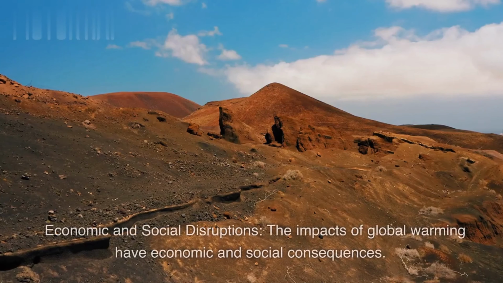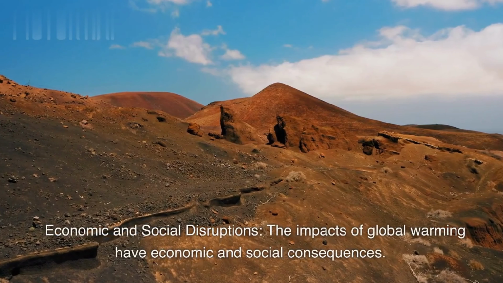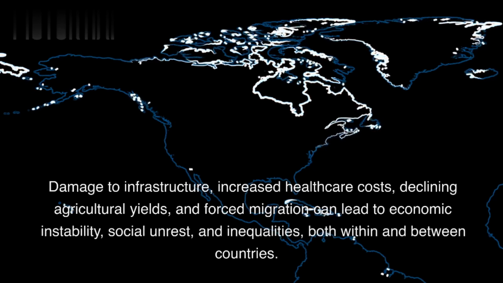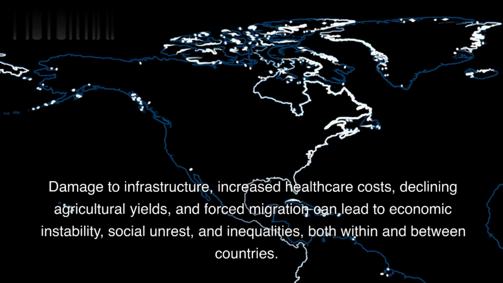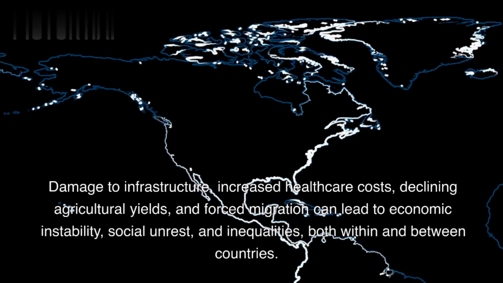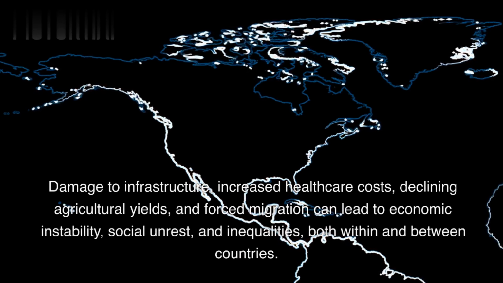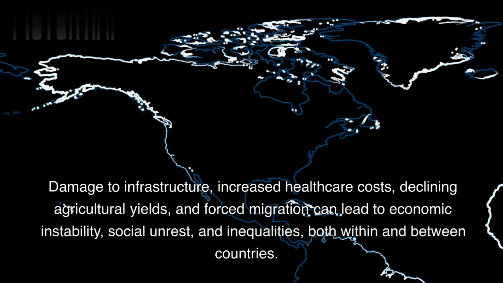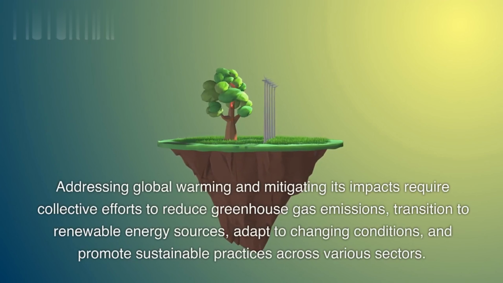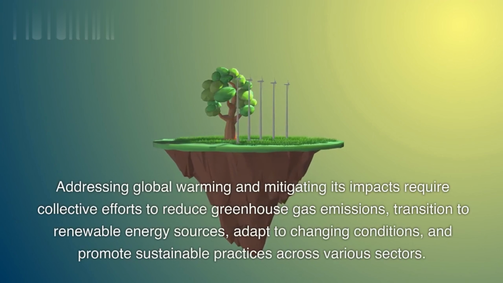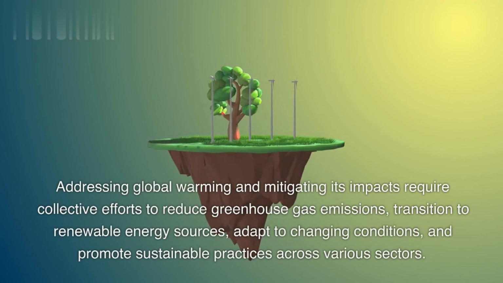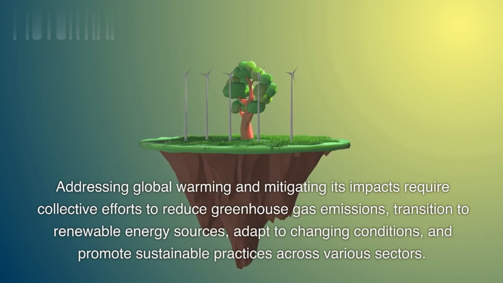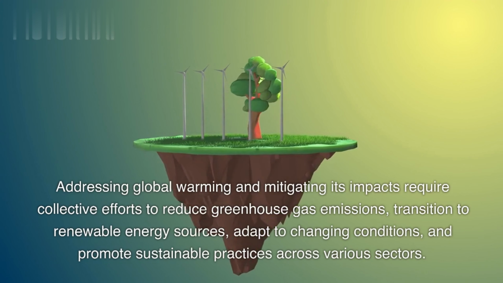8. Economic and social disruptions. The impacts of global warming have economic and social consequences. Damage to infrastructure, increased healthcare costs, declining agricultural yields, and forced migration can lead to economic instability, social unrest, and inequalities, both within and between countries. Addressing global warming and mitigating its impacts require collective efforts to reduce greenhouse gas emissions, transition to renewable energy sources, adapt to changing conditions, and promote sustainable practices across various sectors.